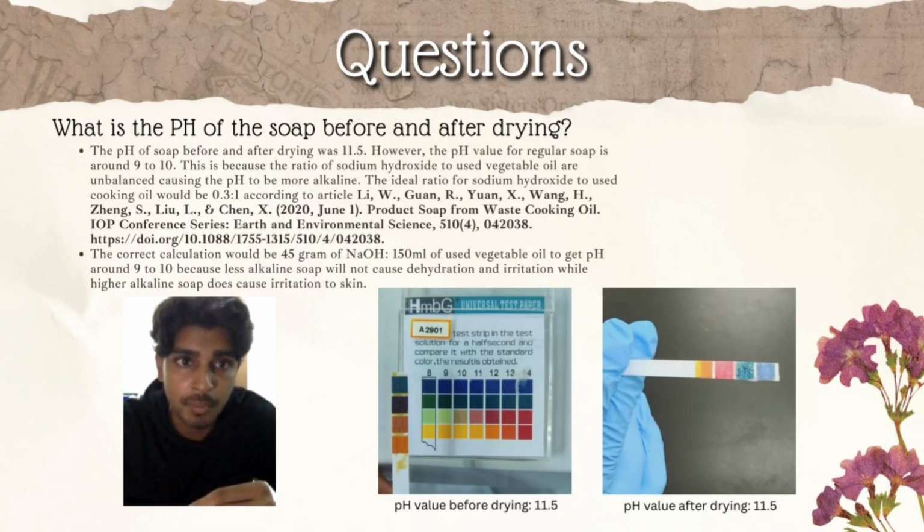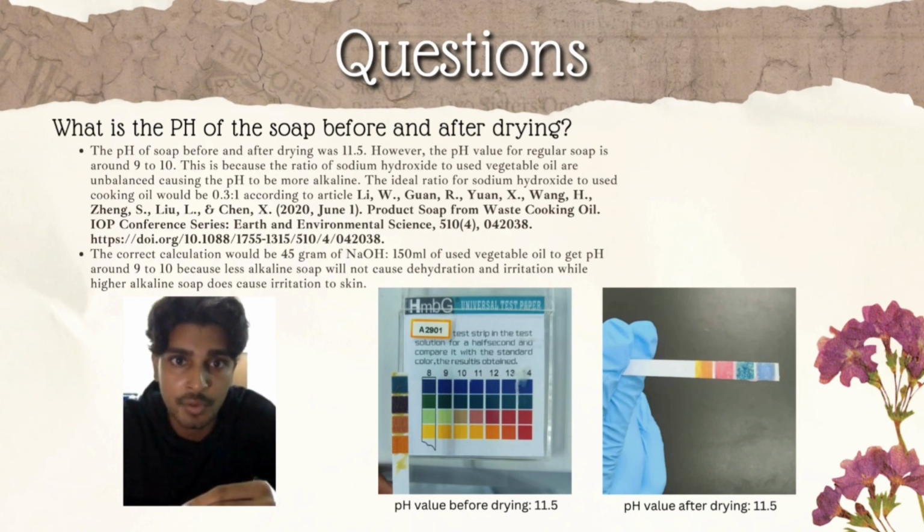The pH of soap before and after drying was 11.5. The test strip was dipped in the test solution for half a second and compared to the standard color. However, the pH value for regular soap is around 9 to 10. This is because the ratio of sodium hydroxide to used vegetable oil is unbalanced, causing the pH to be more alkaline. This may cause irritation to the skin.